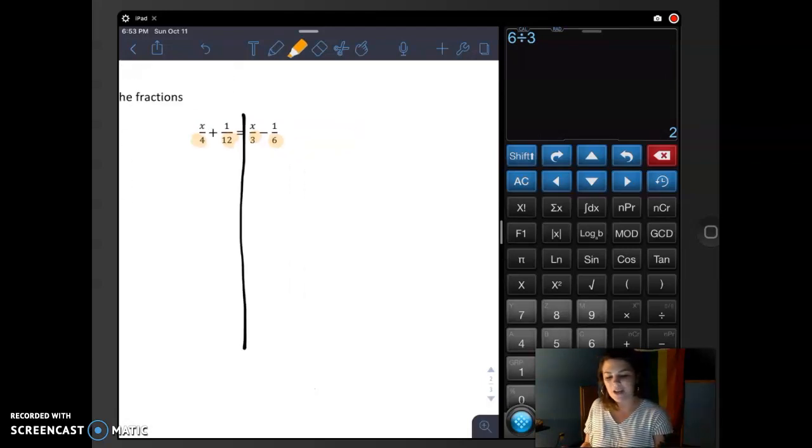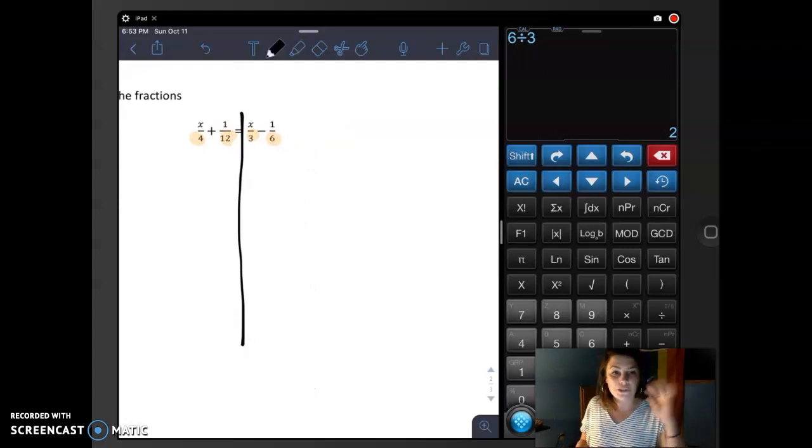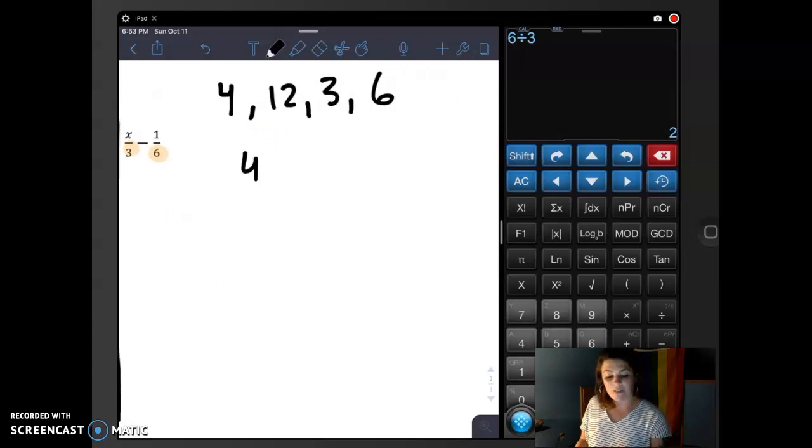Let's take a look at our denominators here. We got a real doozy. This is going to be a tough one. We have 4 and 12 and 3 and 6. So we've got to make 4 separate lists. But I'll give you a hint. This is not going to take very long to find them.